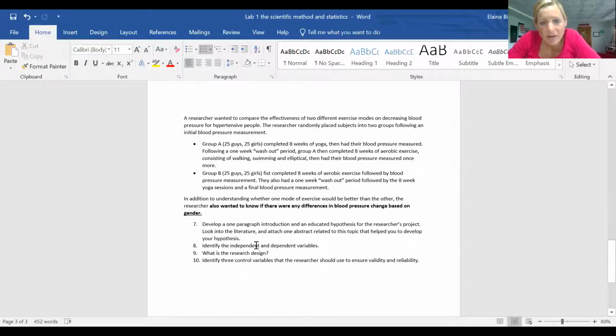Identify your independent and dependent variables. Research design: we talked about this idea of crossover design, okay? So having two groups and having them switch, but also there's another classification based on that PowerPoint that we did. Is it cross-sectional? Is it longitudinal? Is it dose response? Okay, so choose one of those three. When you talk about research design, also list that it is a crossover, okay? So it can be crossover and something else. And then identify 3 controls that you can use to ensure validity and reliability, okay?